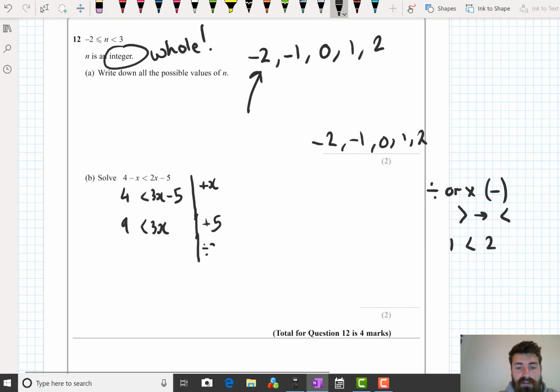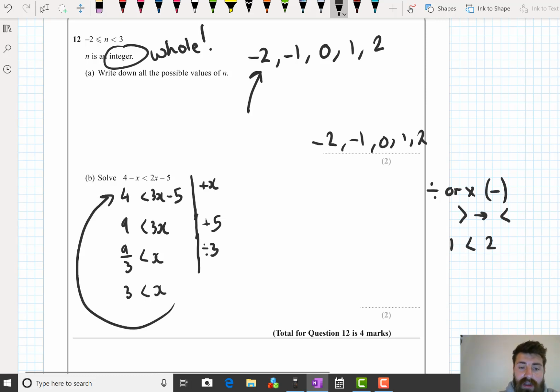9 divided by 3 is smaller than x. 3 is smaller than x. AKA, I want all the values of x which are bigger than 3 would satisfy this inequality. For example, if I was to pick, let's say, the next integer, x equals 4. If I put this in this inequality, it'll be true.